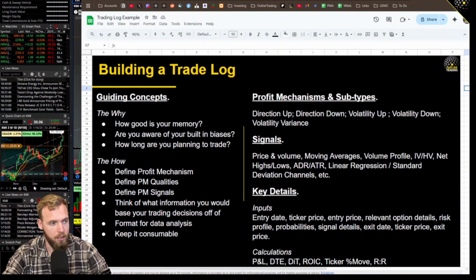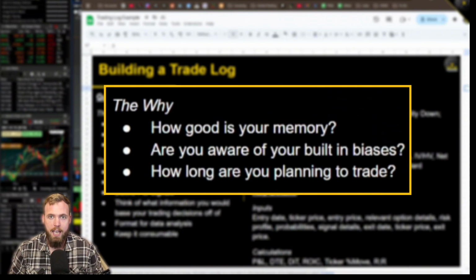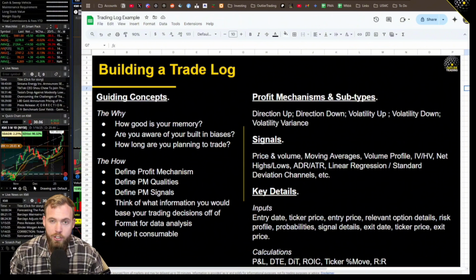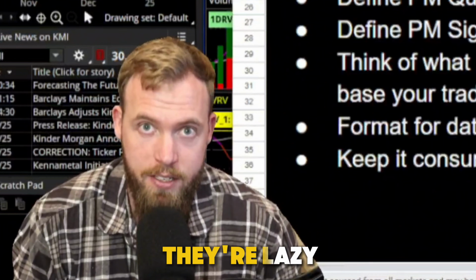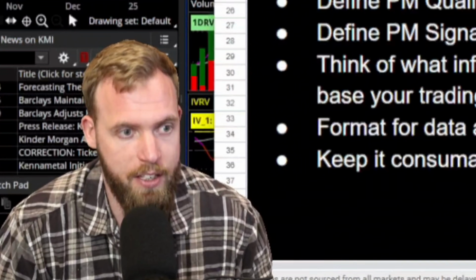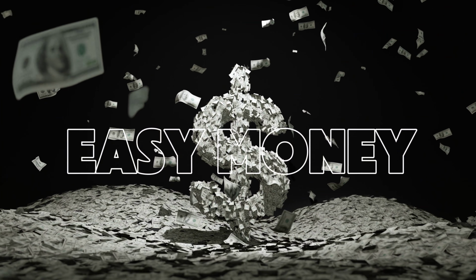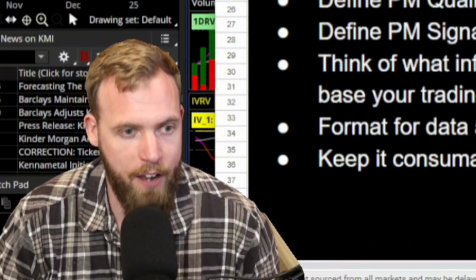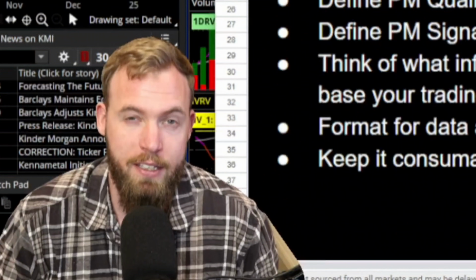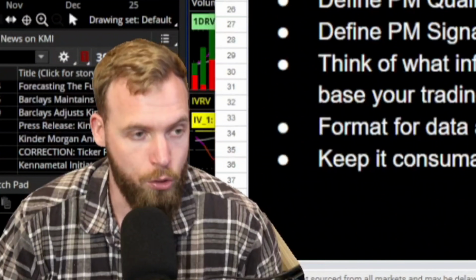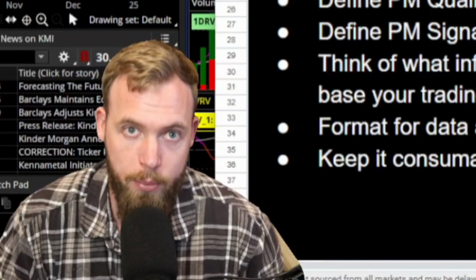So the first thing, why a trade log? And why is it that so many traders trade without a trade log? Well, the reason why they don't genuinely is because they're lazy. The reason why they're lazy is a lot of us start trading thinking that this is going to be fast, easy money. And then as soon as you put something in front of somebody like building a trade log where you have to track things, that sounds like work. That sounds like the antithesis of the expectations of when we started this thing. The sooner you can get over that, the better off you're going to be.